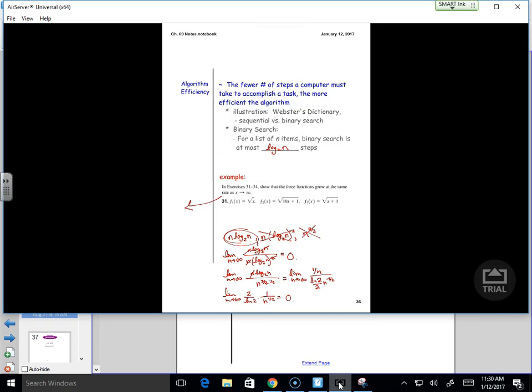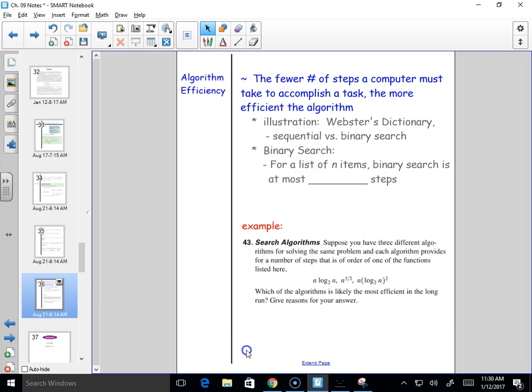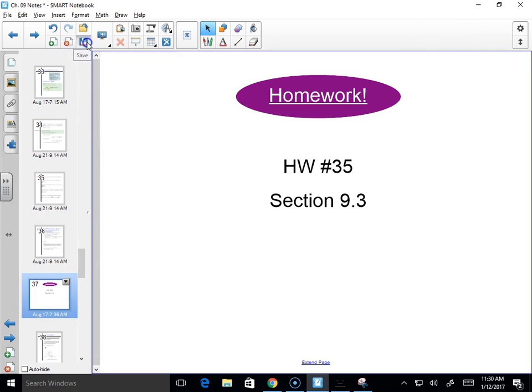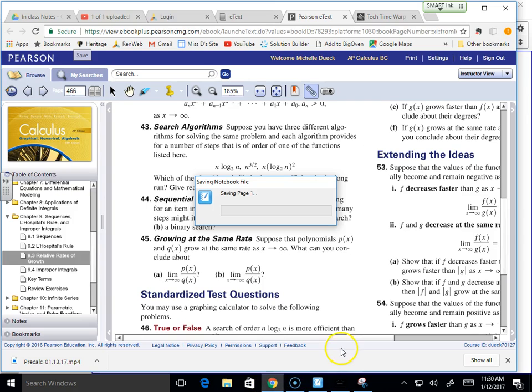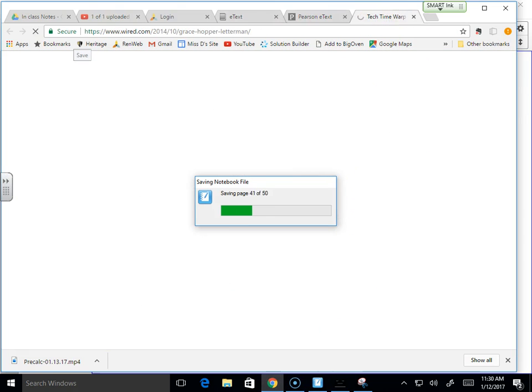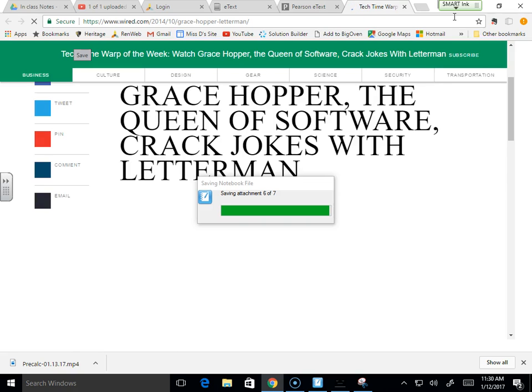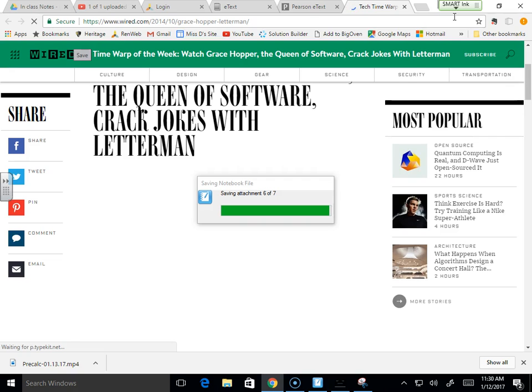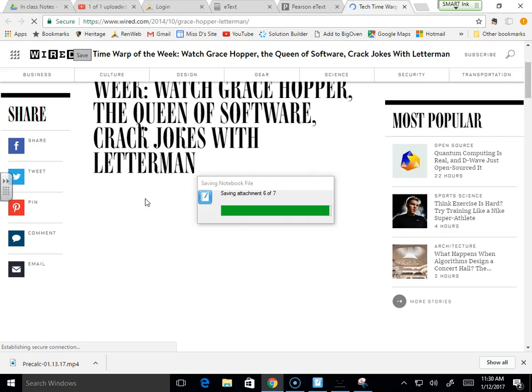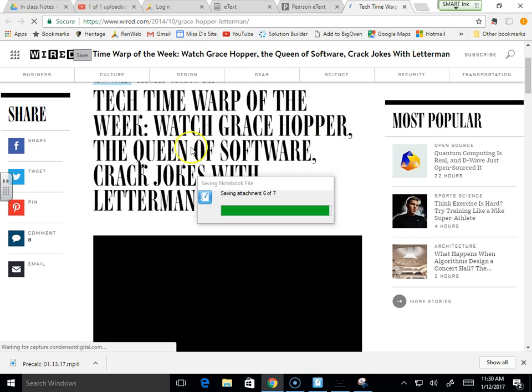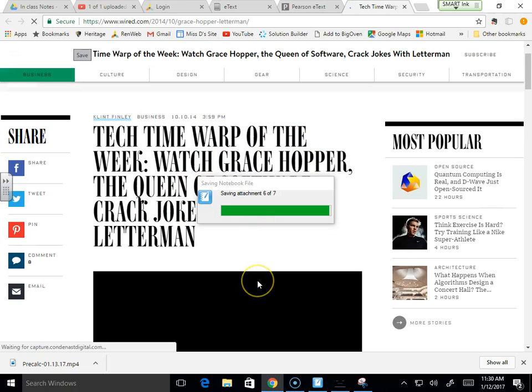So where does all of this bring us? Basically to homework. Section 9.3. Due tomorrow. It's fallen off my stool. That is positioned weirdly. However, before we go to homework, there is this lady that homework talked about, which I'm not going to show you a lot about. However, Mr. Moffat, I think it was a couple years ago, showed me an article about her and showed me the following video. I'm not going to show the entire thing. However, if you just search Grace Hopper, the queen of software, cracks jokes with Letterman.